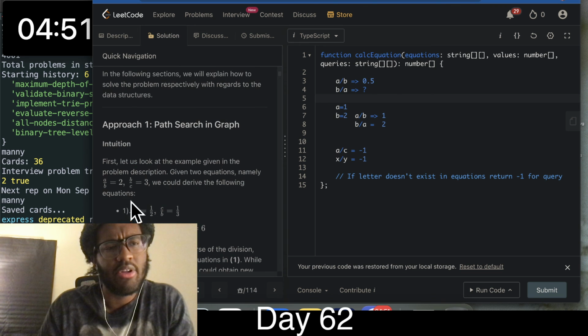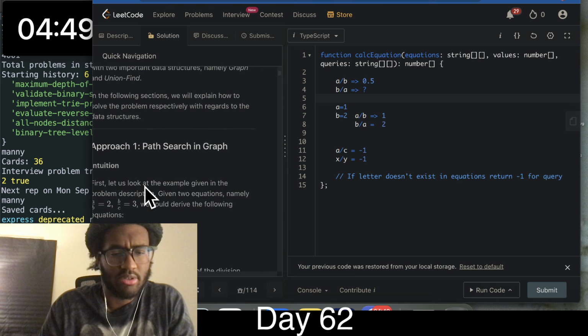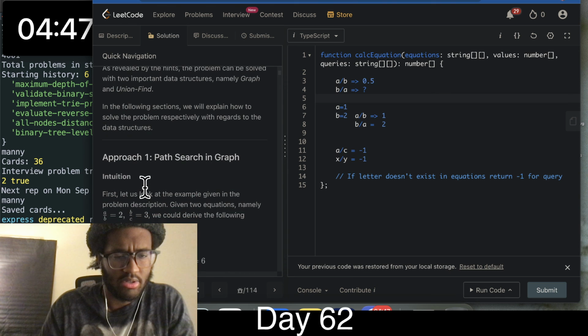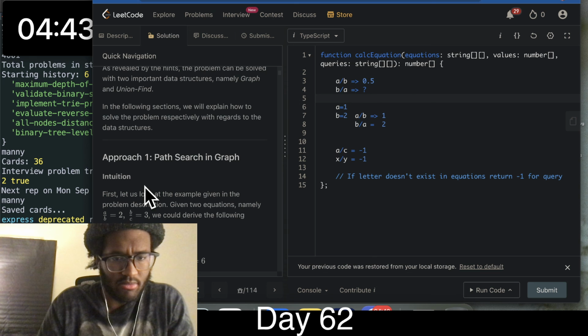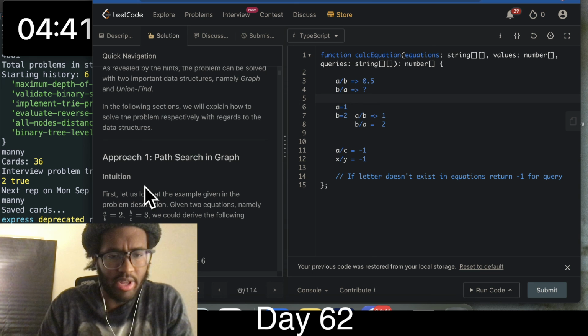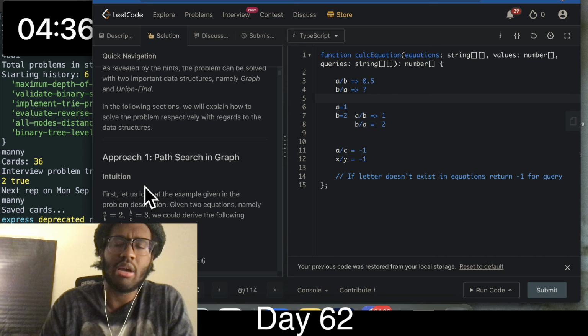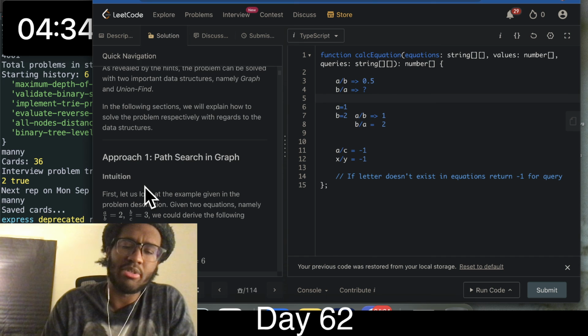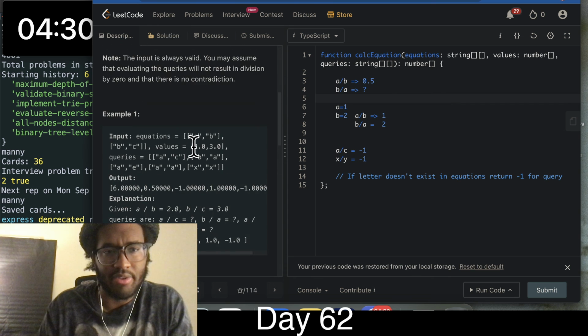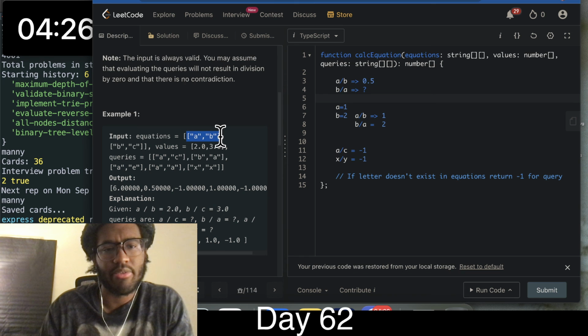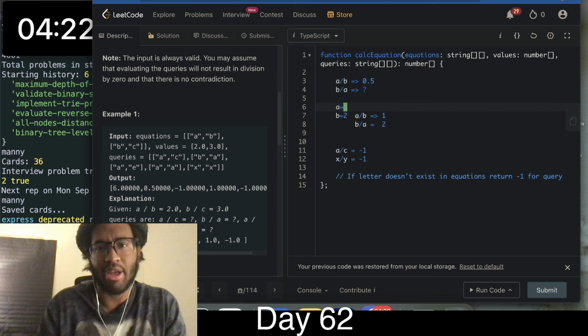Huh? B over a over b is equal to, oh, I see. I was going for like a over b plus b over a, whereas they're giving us A over B and B over C. So I was trying to use queries, but queries actually doesn't even matter.